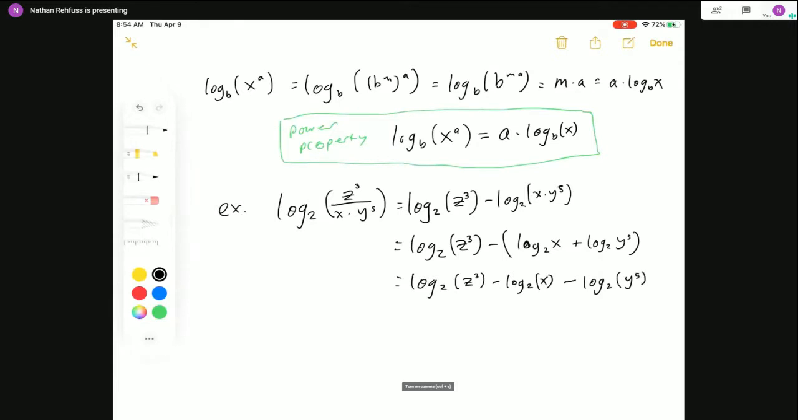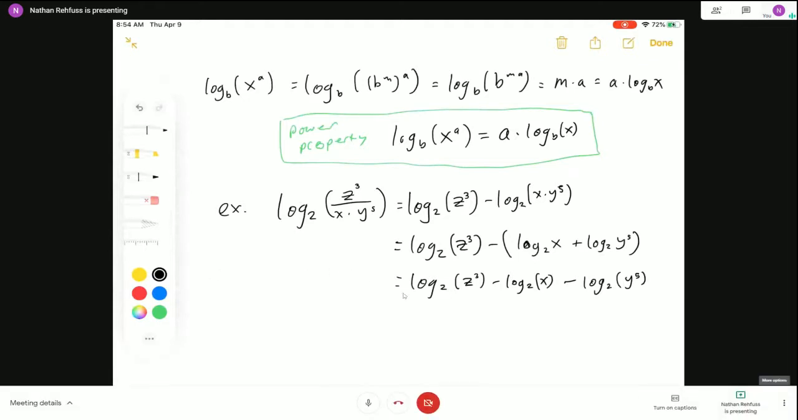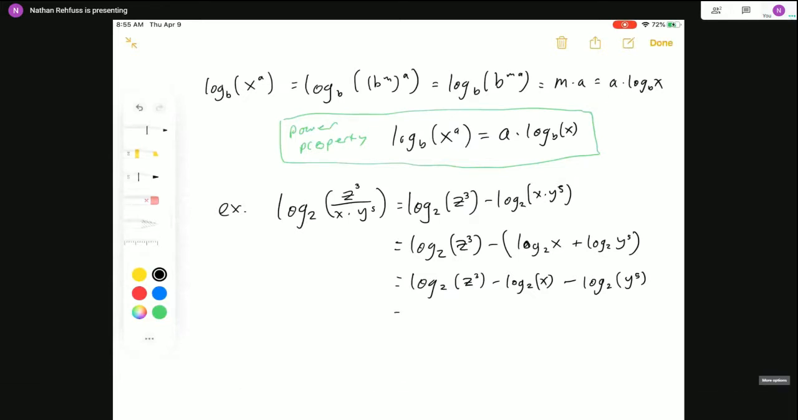We're almost done. We just used our first 2 properties, and now we're going to use our third property. An exponent inside the log is multiplication outside. So for example, I could take this format and say, my base b is 2, the x here is z, and a here is 3. So the 3 is going to come outside and everything else will be the same. The log base 2 of z cubed is the same as 3 times the log base 2 of z. The log base 2 of x stays put, and log base 2 of y to the fifth is 5 times log base 2 of y.